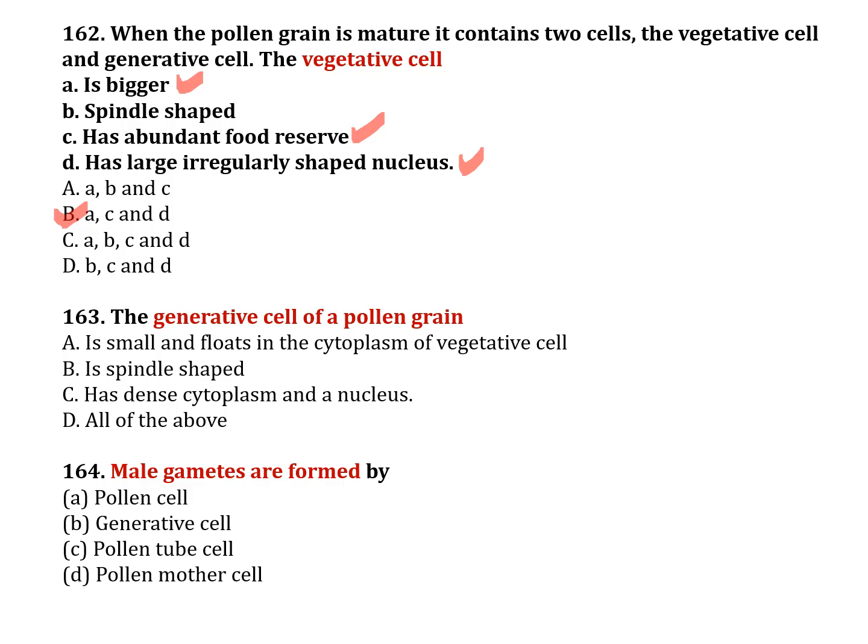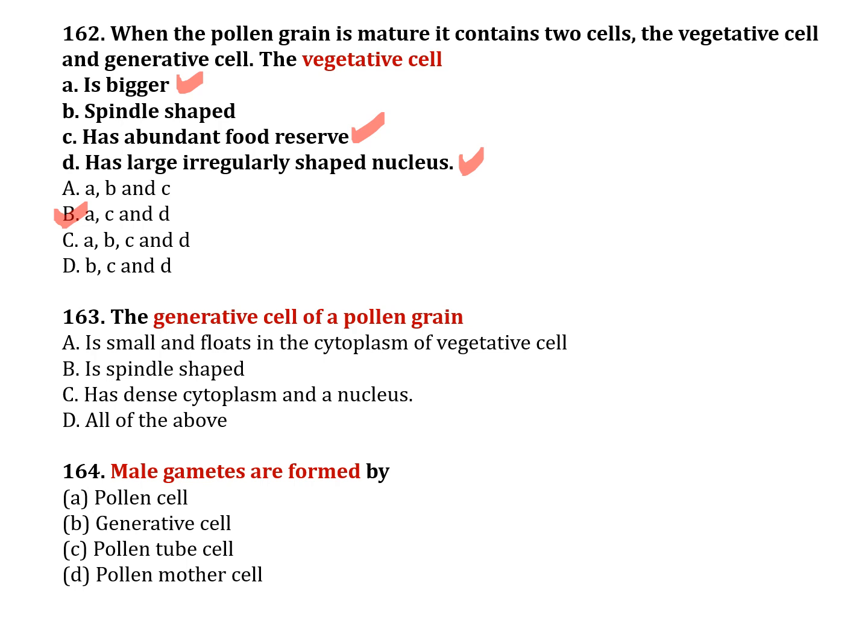The next question, number 163. The generative cell of a pollen grain is small and floats in the cytoplasm of vegetative cell. Option B, is spindle shaped. Option C, has a dense cytoplasm and a nucleus. Option D, all of the above.